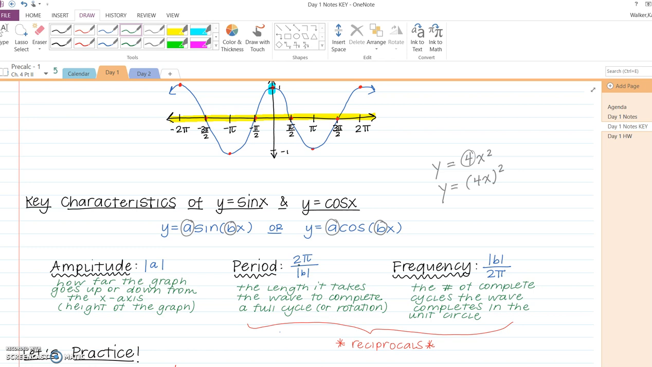It's the length it takes to complete a full wave, whereas frequency is just the opposite. If you flip it upside down, that's just telling you how many waves are completed in 2 pi. So in the parent function, I complete 1 full wave in 2 pi. Whereas if I have any kind of stretch or shrink, I will usually complete more waves in 2 pi if I have a shrink. Because I'm shrinking all those waves, it's taking less time to do it. So period and frequency are very closely related. They're just reciprocals of one another.